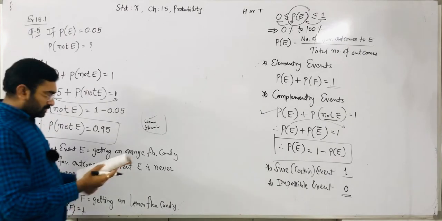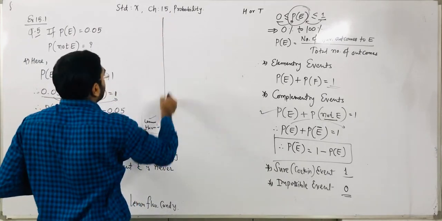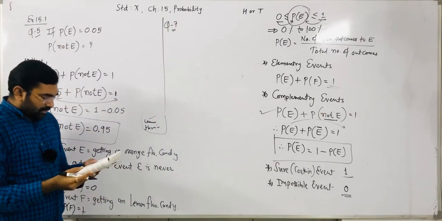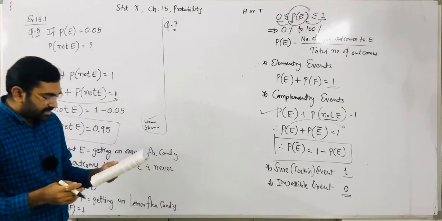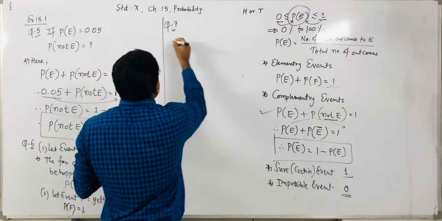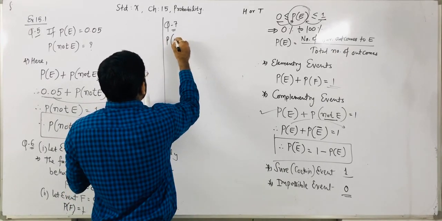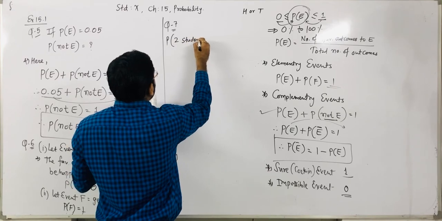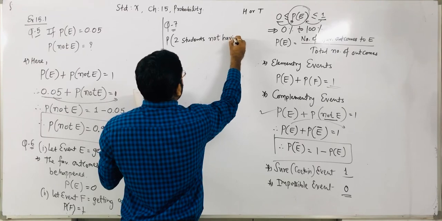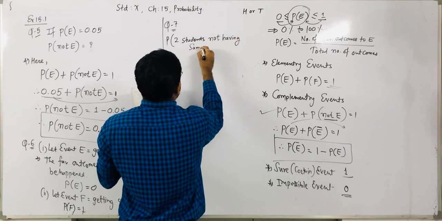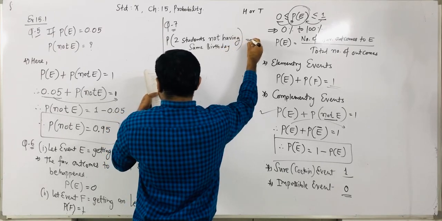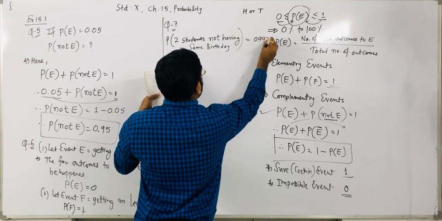Okay. Now question number 7. See, it is given that in a group of 3 students, the probability of 2 students not having the same birthday is given. They give the probability of 2 students not having the same birthday, and its probability is what? 0.992.